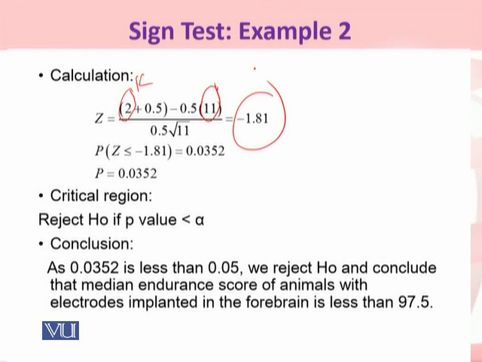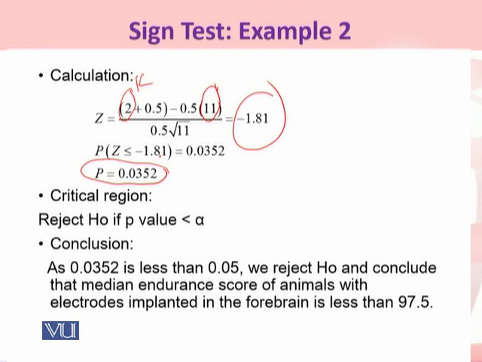Now we are supposed to observe this value under the cumulative normal table. So students, if I look up this value in the cumulative normal table, the probability I get is 0.0352. Now we are going to compare this calculated value with the tabulated p-value. As far as the critical region is concerned, we have stated that we will have to reject H0 if the p-value is less than alpha.